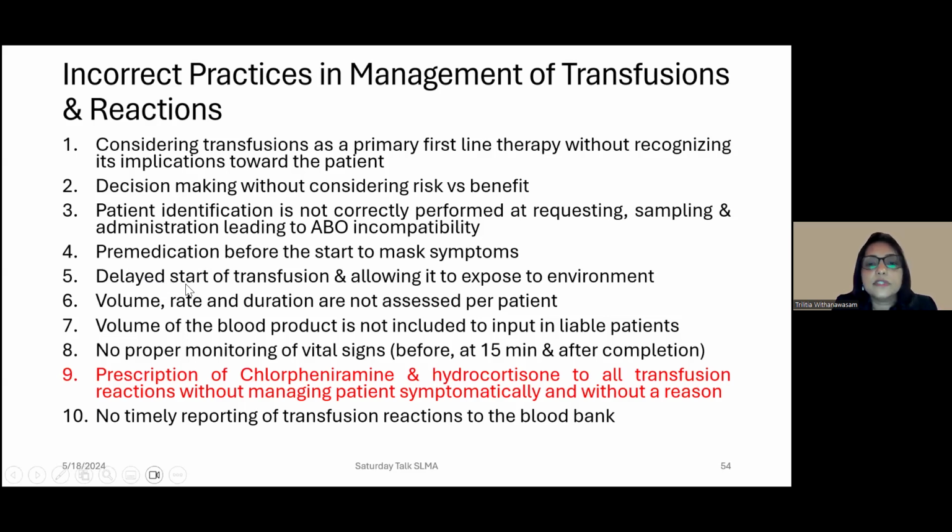Also delayed start of the transfusion and allowing the blood product to be exposed to the environment, which I have seen, causes serious problems to the patients. And volume, rate and duration are not assessed per patient.